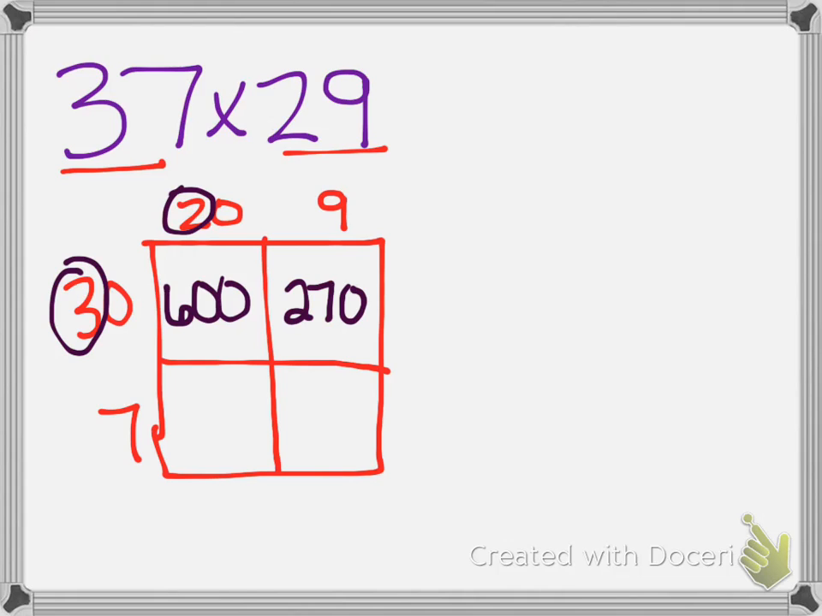Then I have 7 times 20. And 7 times 2 is 14. But then I have a 0. And 7 times 9 is 63. From there, you're going to add all of them up.